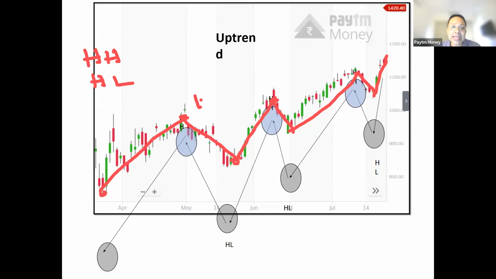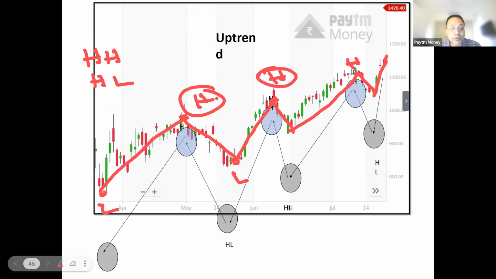Now this high is higher than the previous high. This high is higher than the previous high. This high is higher than the previous high. Correct? Now this is a low. This low is higher than the previous low, right? Now the next low is higher than the previous low. And this low is again higher than the previous low. So it is forming a pattern of higher highs and higher lows. Technically, this is what is called an uptrend.